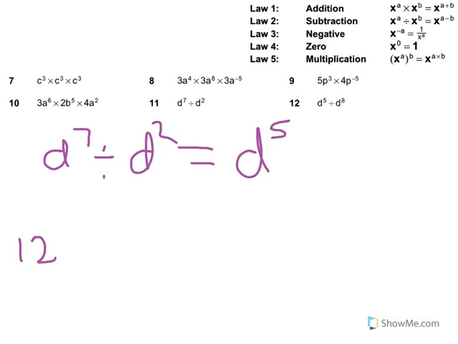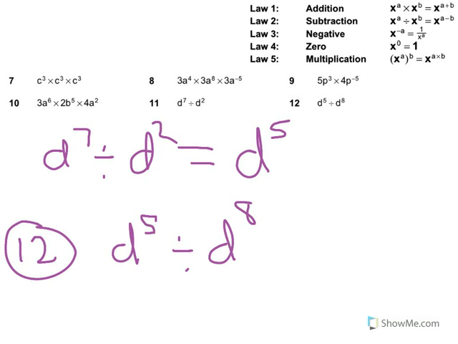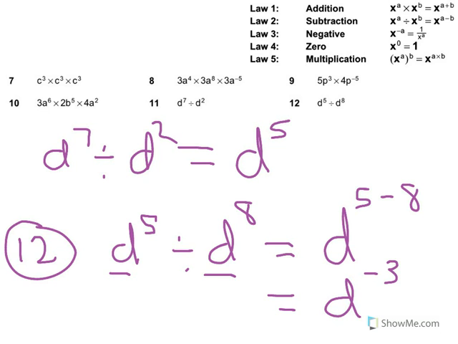In question 12, same thing, we've got the same base, so we've got d to the power of 5 divided by d to the power of 8. Base numbers are the same, so all we've got to do is take them away. So we get d to the power of 5 take away 8, which in this case is d to the power of minus 3. Done.